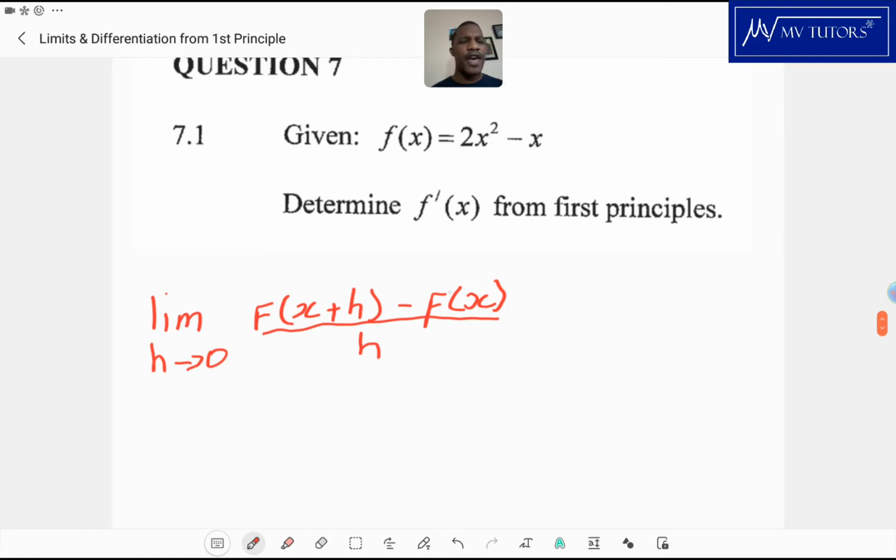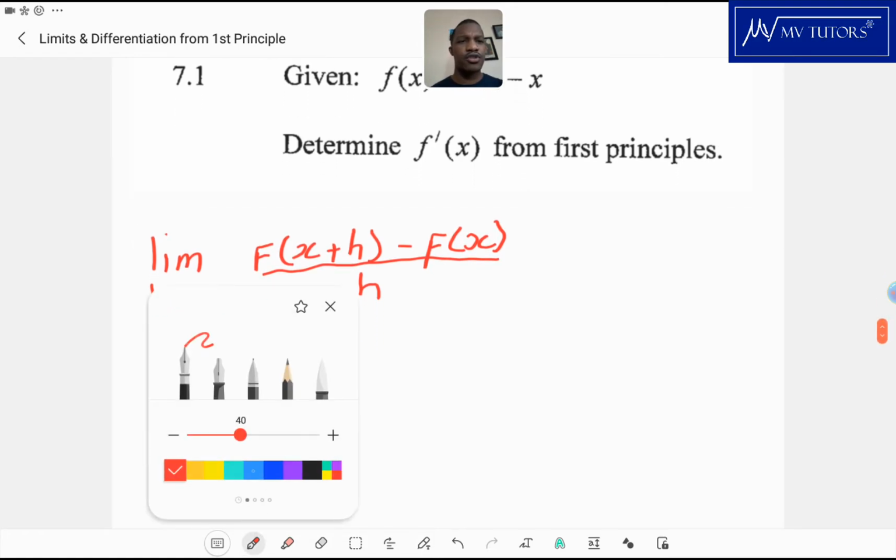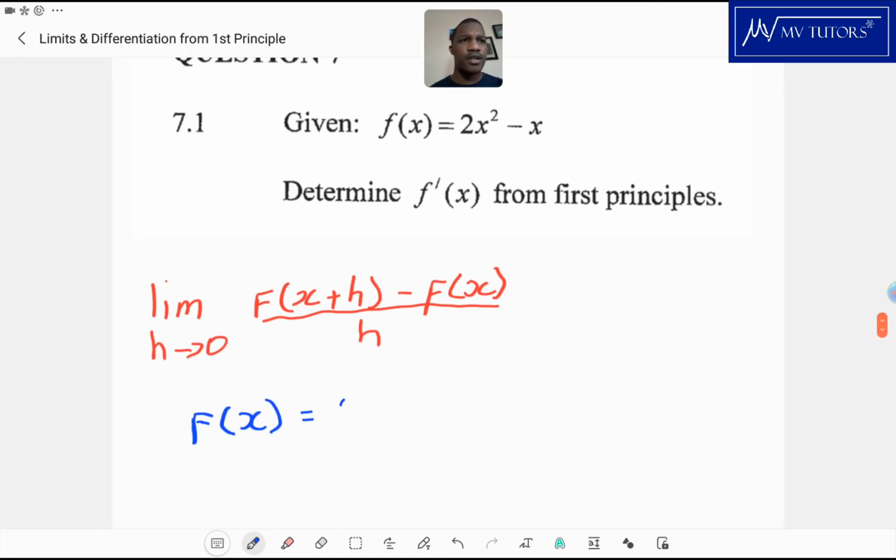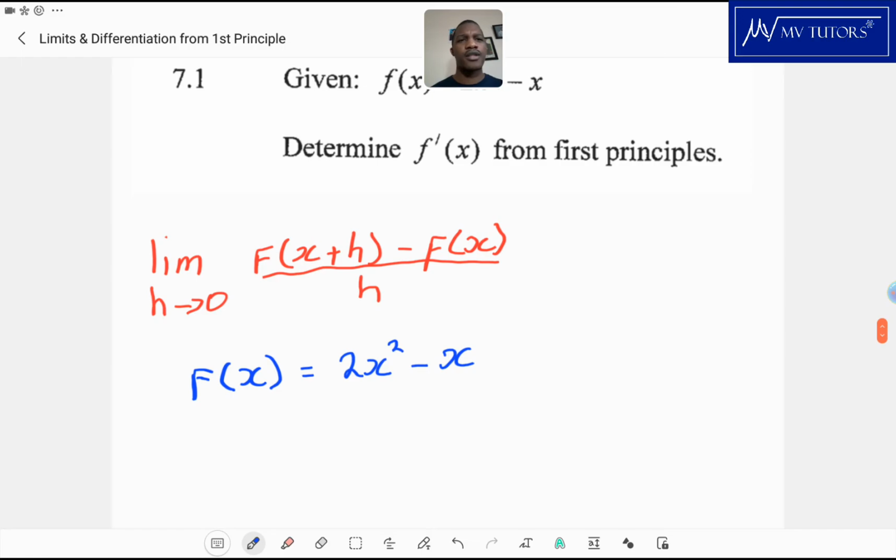Now, f of x, let me just use a different pen. We know that f of x is equal to, as we are given there, 2x squared minus x.